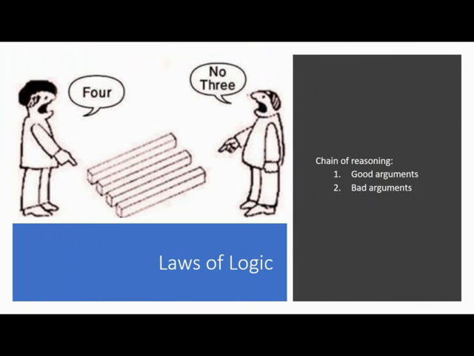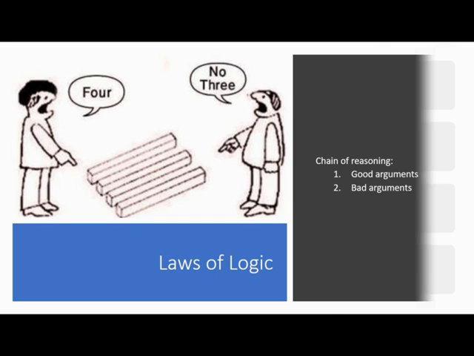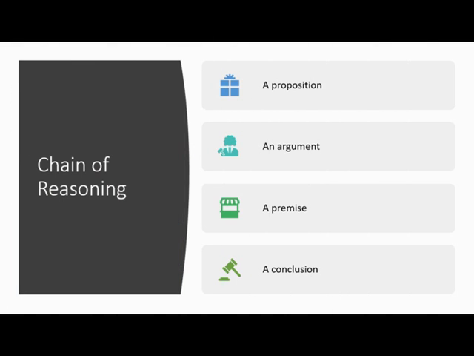Reasoning is fundamentally based on the laws of logic, and the laws of logic describe the correct chain of reasoning from premises to a conclusion. Good arguments follow the laws of logic, and bad arguments are mistakes in logic that introduce fallacies in the chain of reasoning. The chain of reasoning includes a proposition, which is a statement that can be assigned a truth value. Propositions are either true or false. Secondly, it includes an argument, which is a sequence of propositions where the truth of one is asserted to follow from the truth of the others.